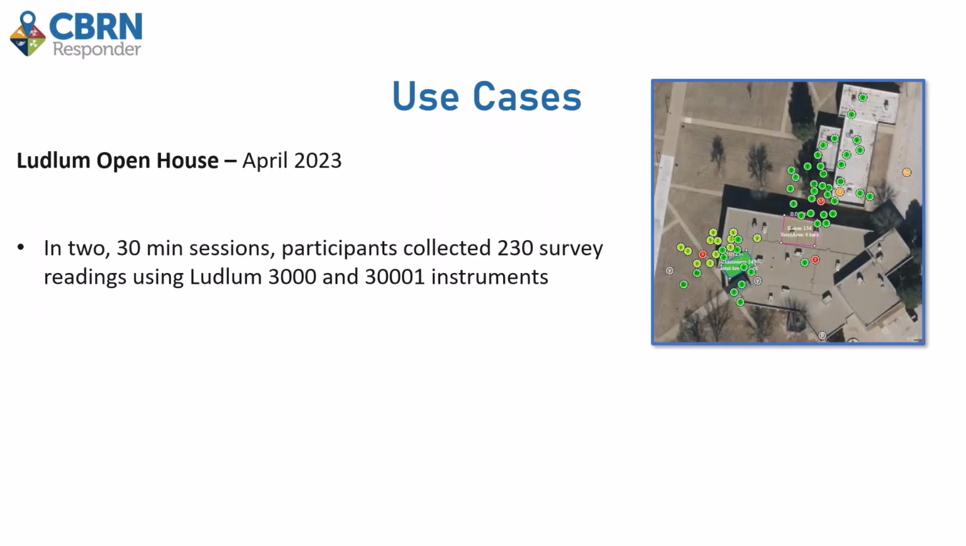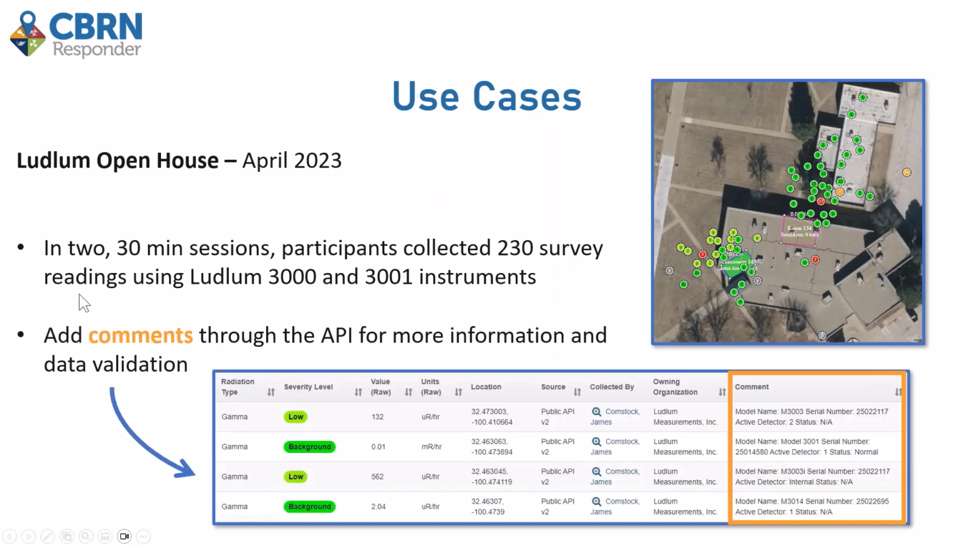Another use case, and this is on a much smaller scale, but we recently went to the Ludlum Open House, which was in Sweetwater, Texas last month in April. And we had 2 different sessions each day. In those sessions, we took about 30 minutes for participants to use the Ludlum 3000 and 3001 equipment items to go out and collect readings in the area. They collected 230 survey readings. You can see in that top right image.